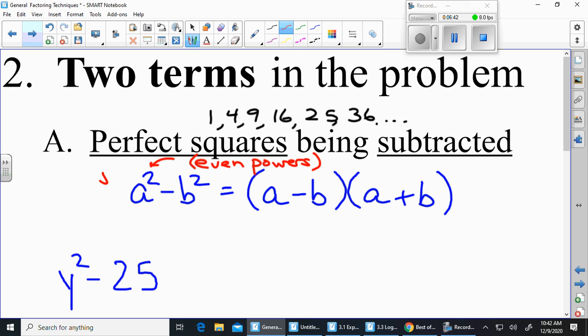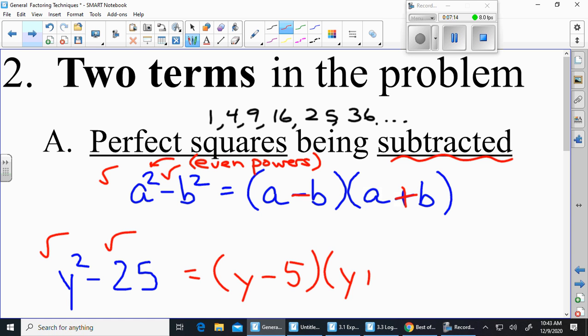So what do I do? I square root. Now, when you're square rooting even powers, like x squared is x and x. X to the 6 is going to be x3 and x3. X to the 100 is going to be x to the 50 and x to the 50. So it's always subtracted. They cannot be added. I always am going to have conjugates, a plus and a minus. So I notice those are perfect squares. Y minus 5, y plus 5.